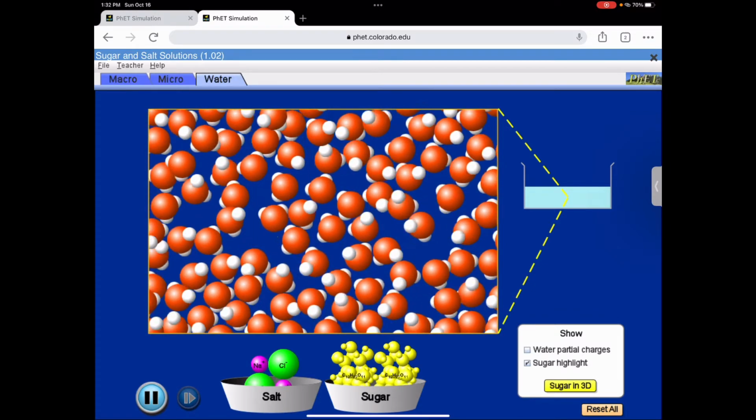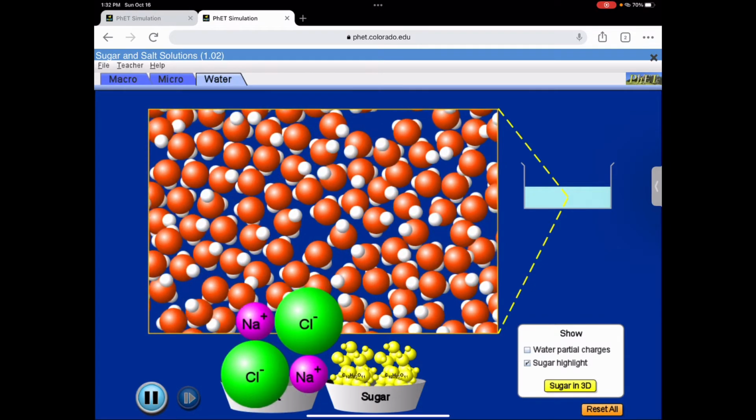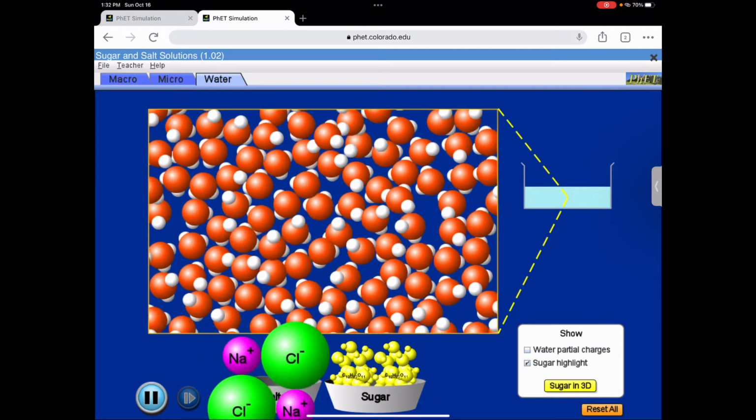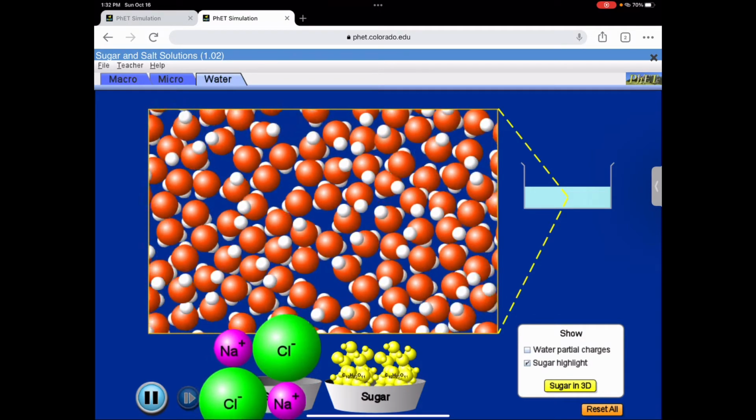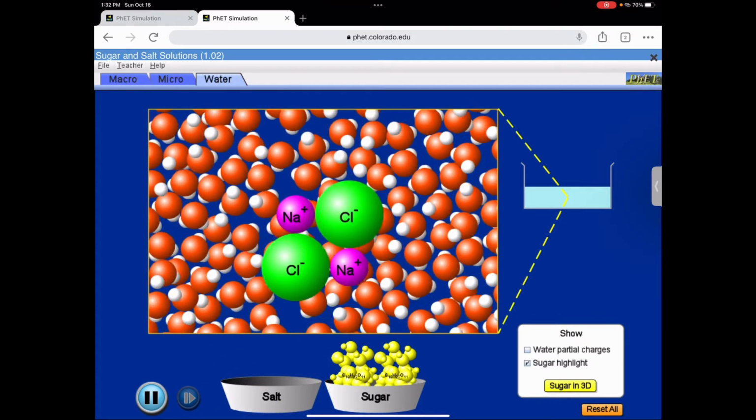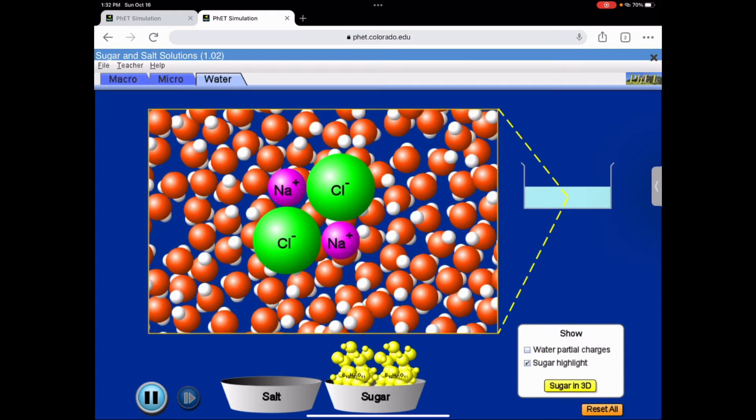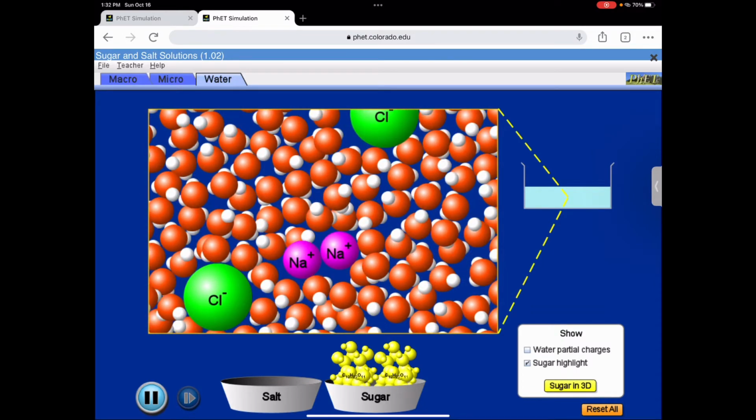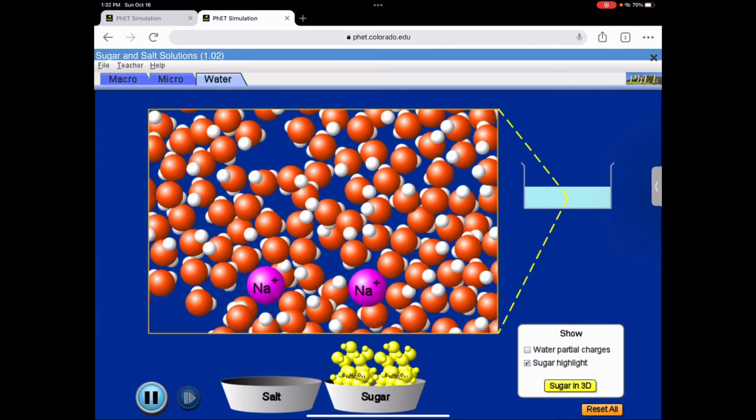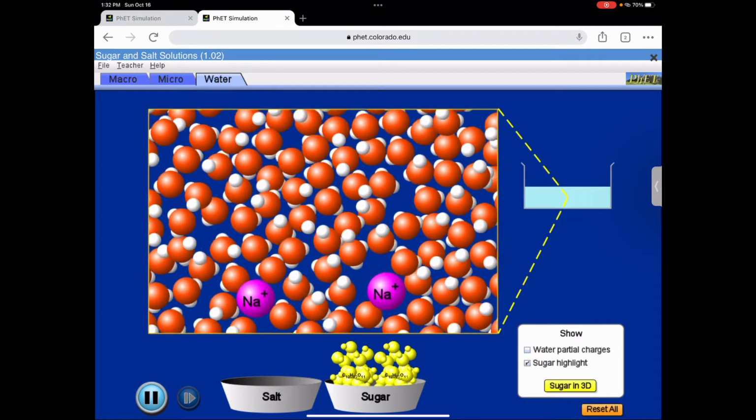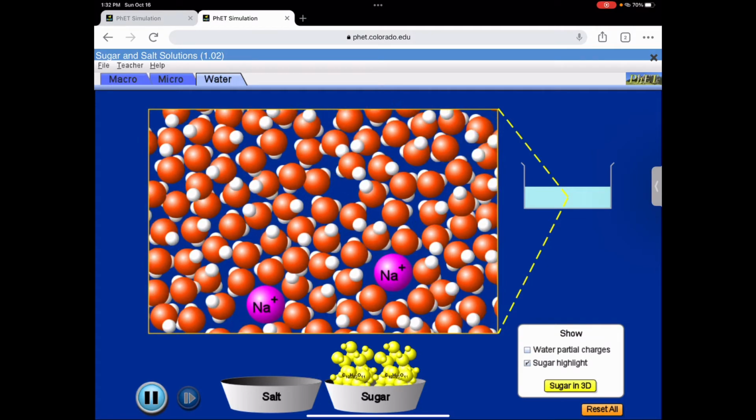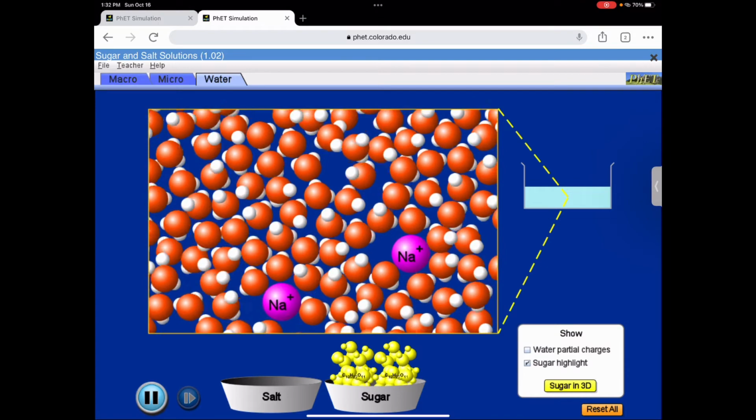If the forces that are holding the Na and the Cl together in the solid phase are weaker than the forces attracting them to the water, it will dissolve. And not only will it dissolve, but the ions will be attracted to those different dipoles in the water. They call that ion dipole. And that's what happens when you make a solution.